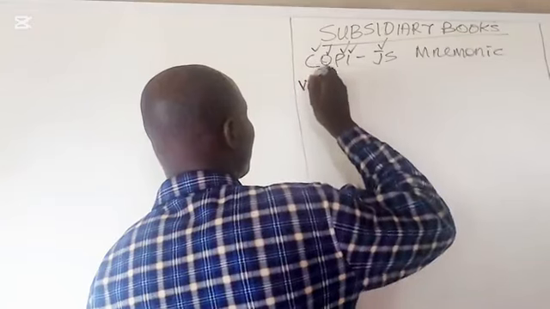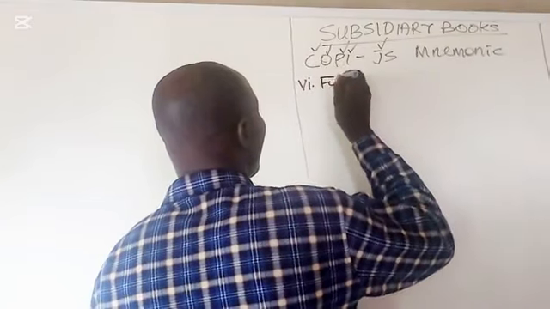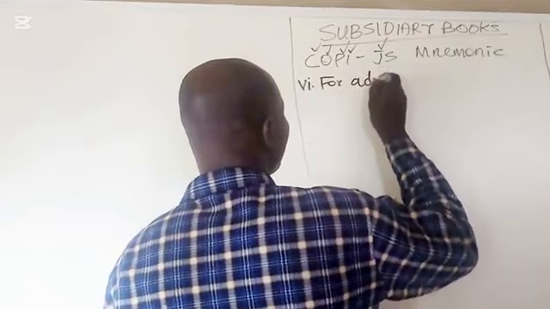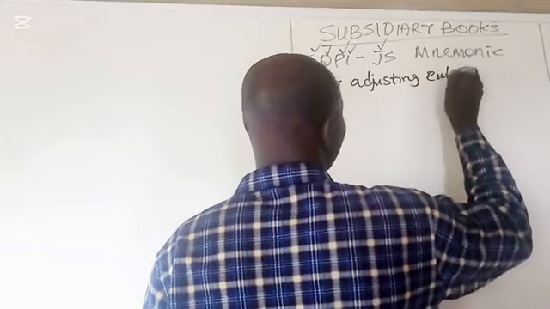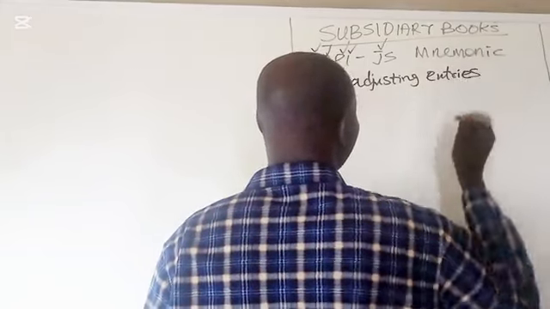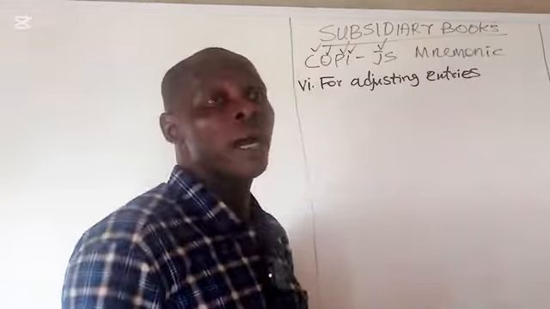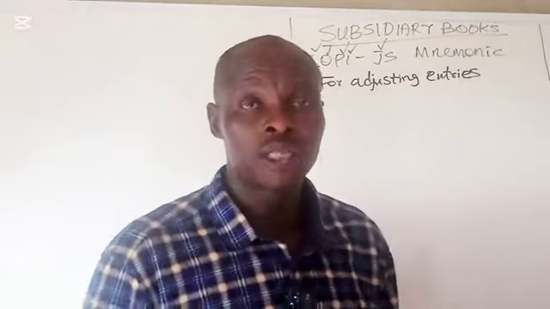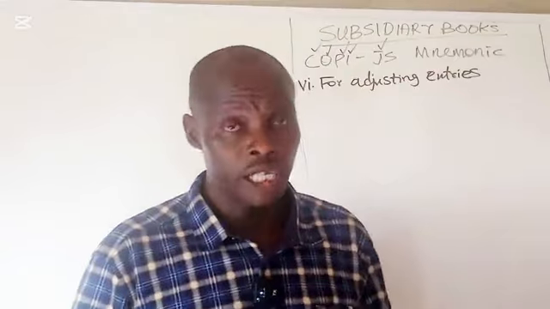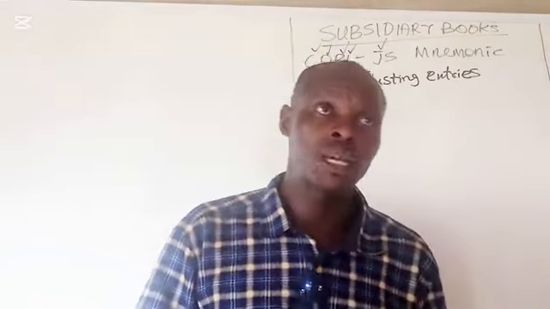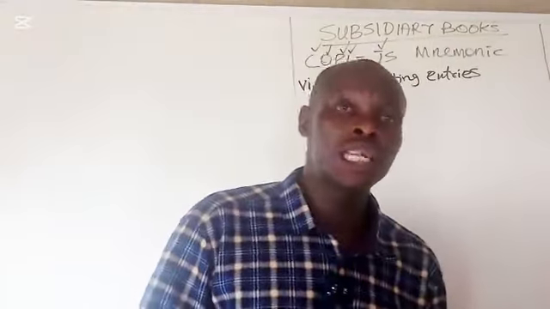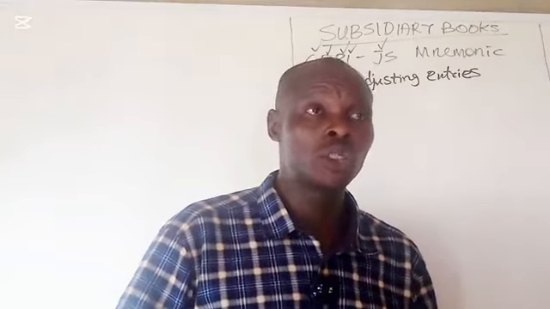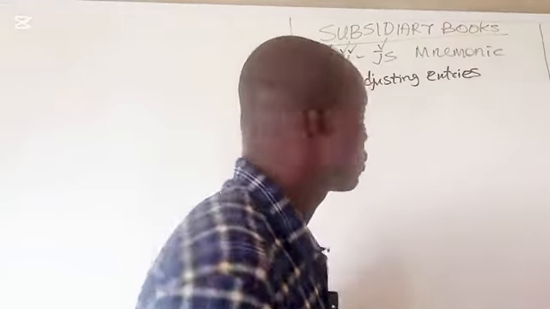Number six, for adjusting entries. That is, journal proper can be used for recording the end of the year adjustments. We use it to record the end of the year adjustments. That is, we can use it to record the additional information.